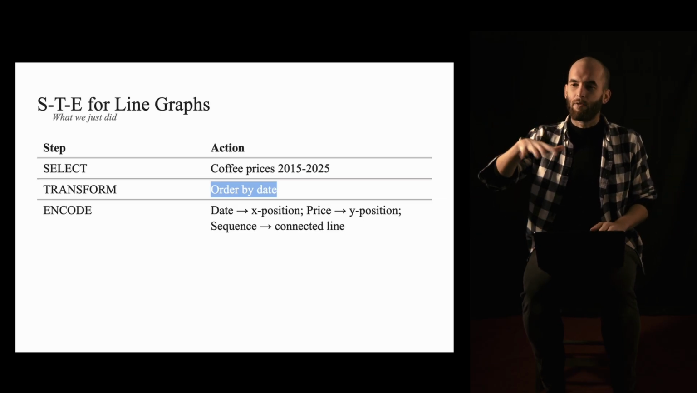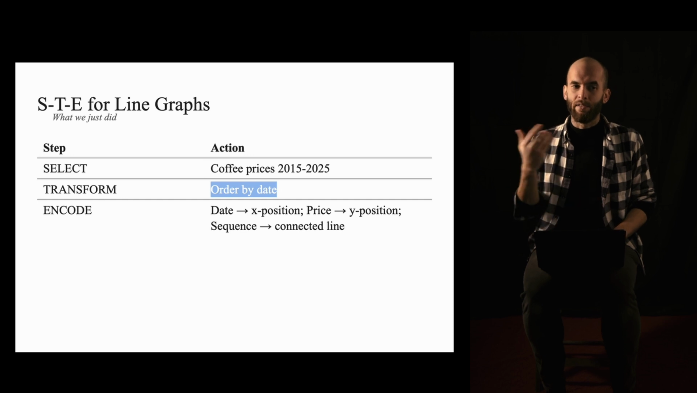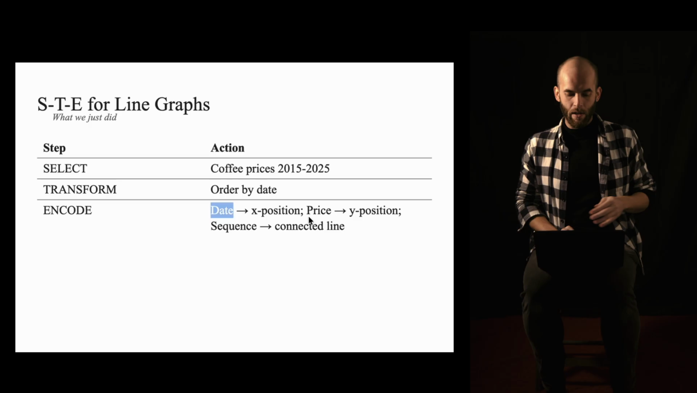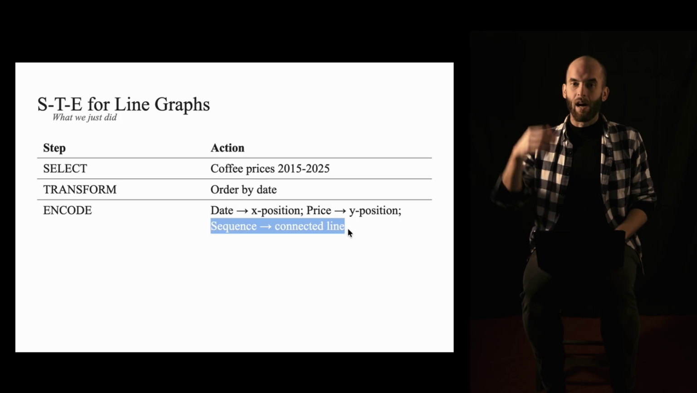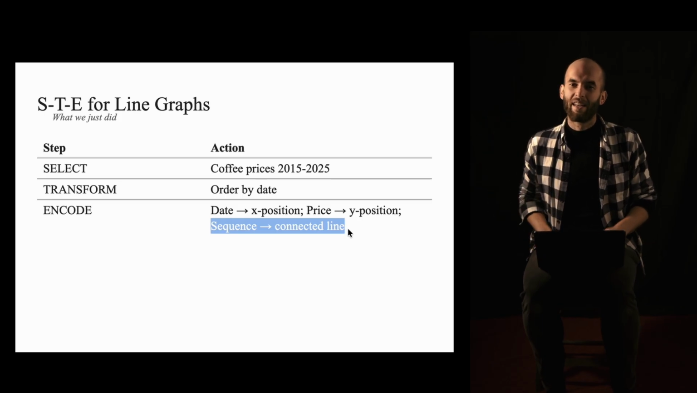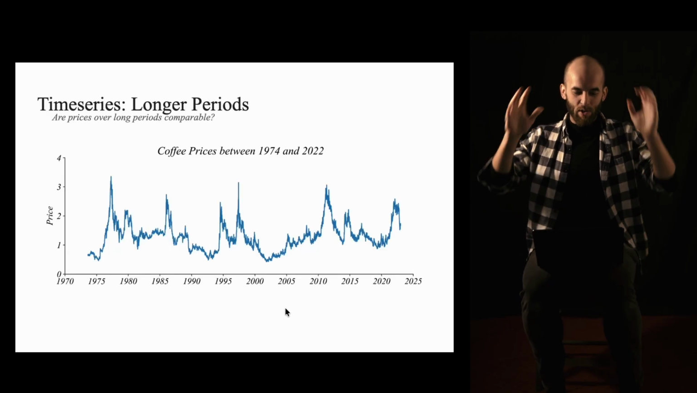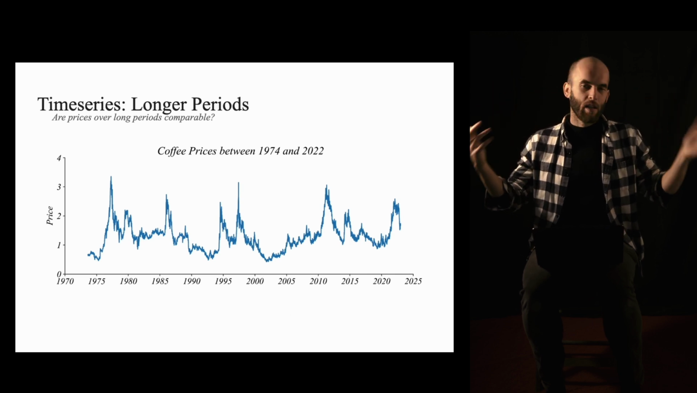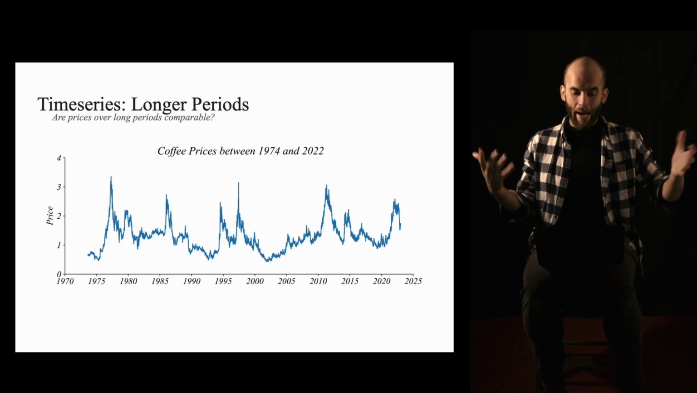Often the data you'll have comes pre-ordered, and as we'll see in the exercise, Python makes this very easy to do. By default, it will give you a nice order. And then the encoding is, we're really just taking the date, putting that as the X position, and then the Y position is just the price. And then we're connecting the sequence with a line. So the line is just indicating to us that the data points are connected. Okay, so this is a narrow window. We're looking at 2 decades of data, but we can go back even further.